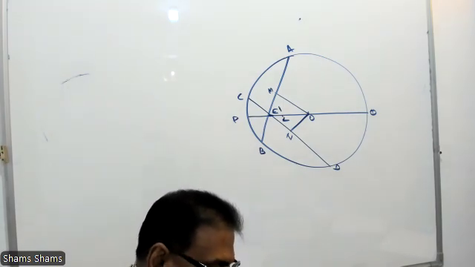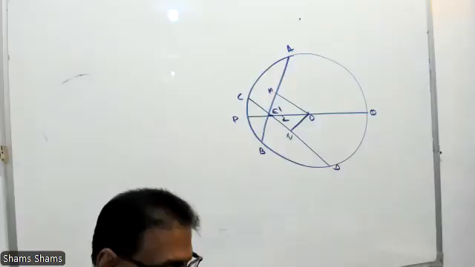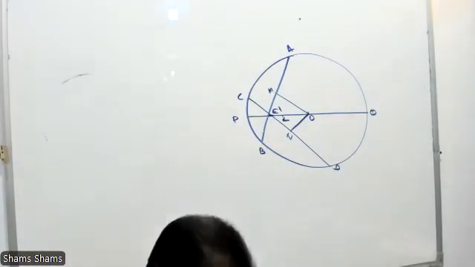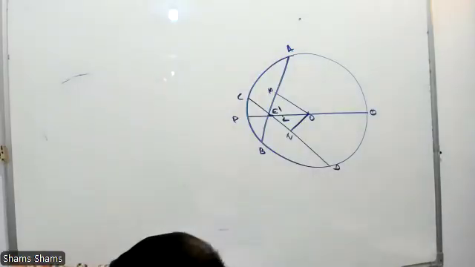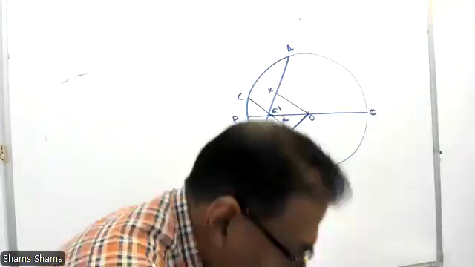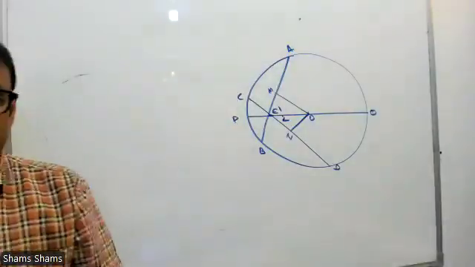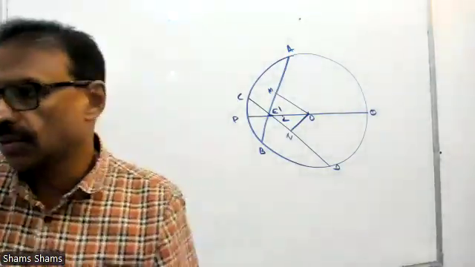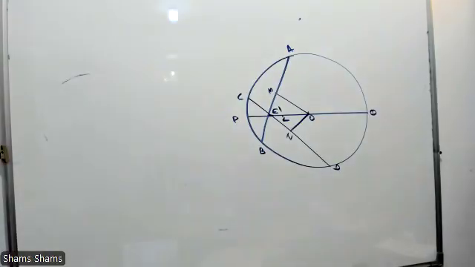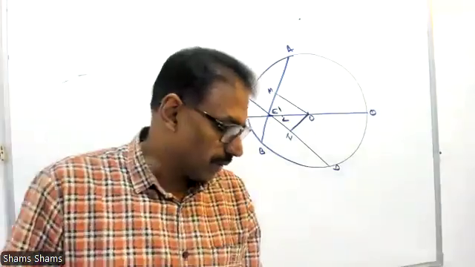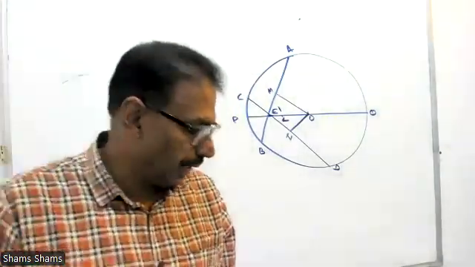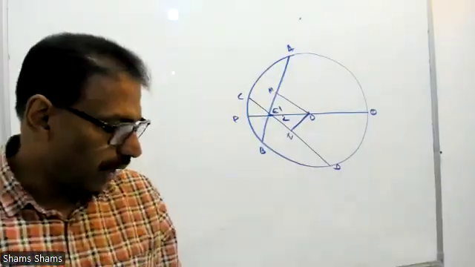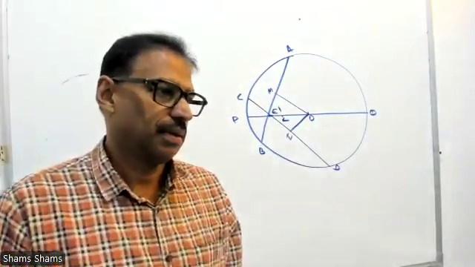Two equal chords of a circle intersect within the circle. Prove that segments of one chord are equal to the corresponding segments of the other chord.